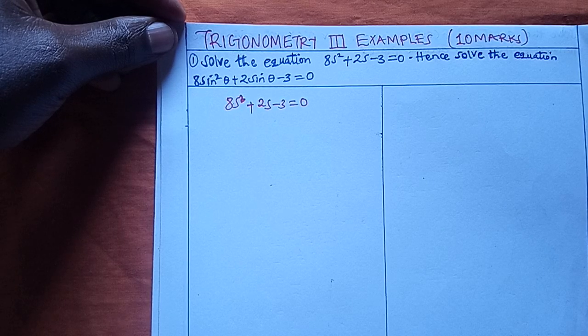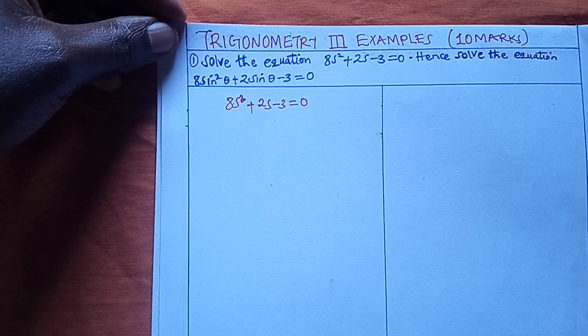So this is the first question that we have. It reads, solve the equation 8s squared plus 2s minus 3 is equals to 0. Hence, solve the equation 8 sine squared theta plus 2 sine theta minus 3 is equals to 0.